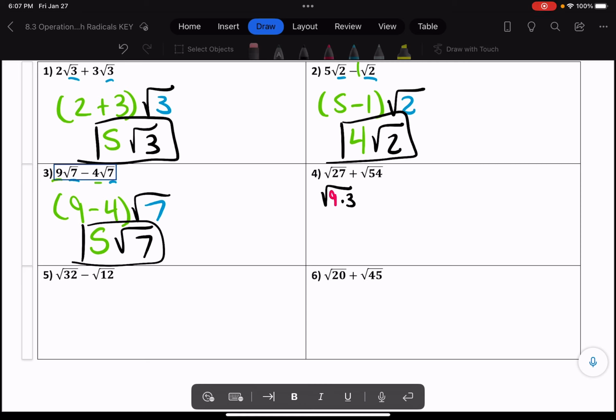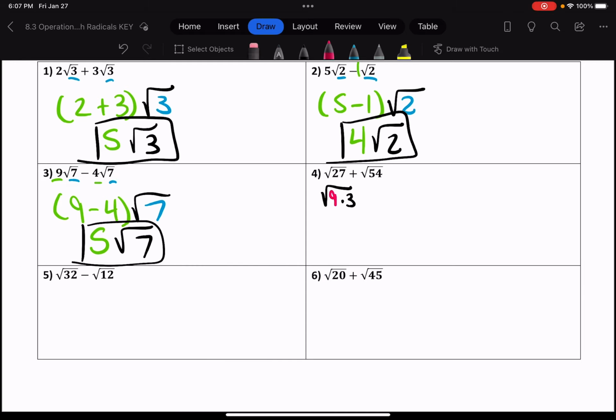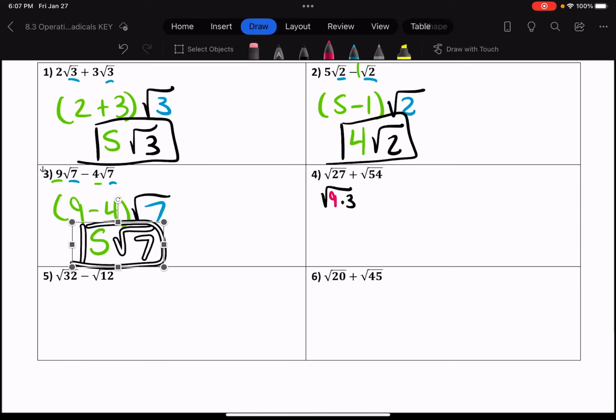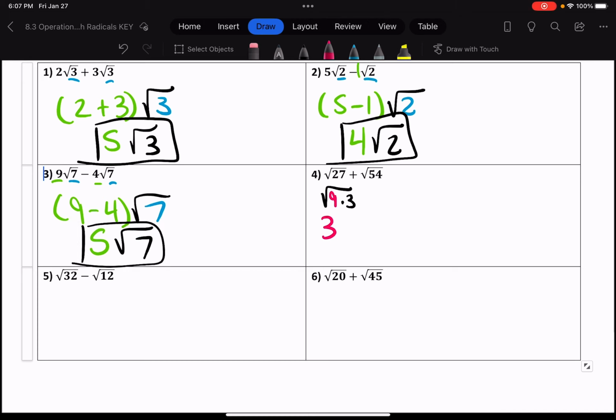One second, guys. My iPad decided to stop working there for a second. All right, we're back. So square root of 9 times 3, and I know that square root of 9 is 3. So this is going to yield 3 square roots of 3.